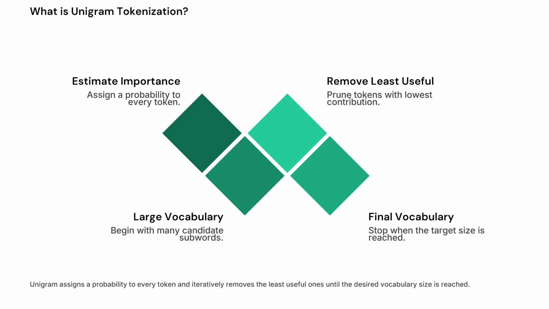So we begin with a very large vocabulary containing many possible subwords. Next, we estimate how useful each token is by assigning it a probability. Based on these probabilities, we determine which tokens are important and which ones contribute very little. The least useful tokens are removed, and this process continues until we reach the target vocabulary size. So instead of building a vocabulary, Unigram gradually prunes it.